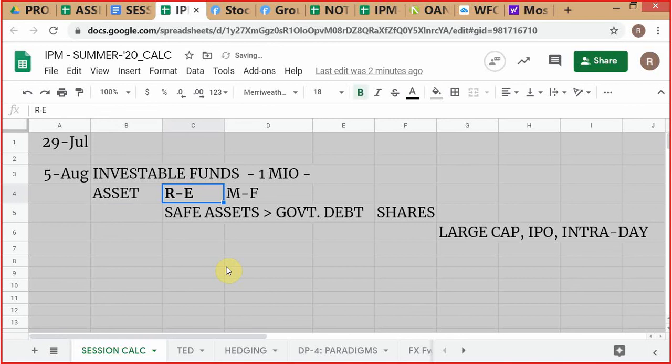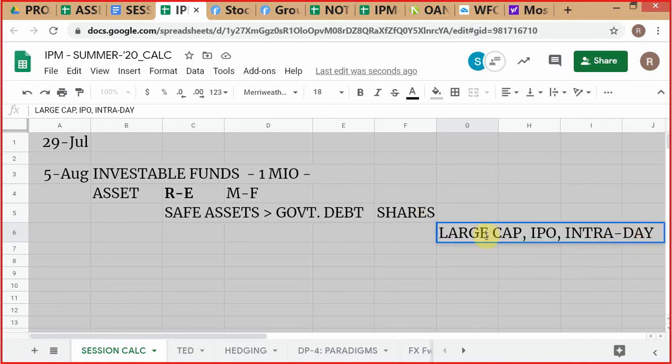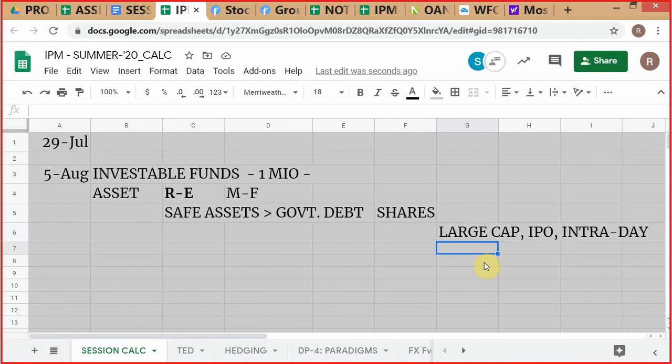If you notice some of the things that we said, Sambhava mentioned real estate. She also mentioned mutual funds, and you can have mutual funds that focus on real estate. So these are not mutually exclusive. Large cap, IPOs, intraday: these are also not strictly speaking mutually exclusive, because you can do intraday trading in large cap stocks, right? So these are not mutually exclusive.